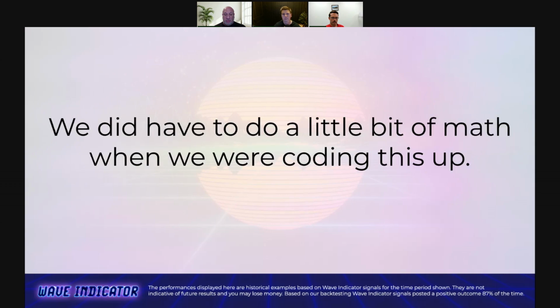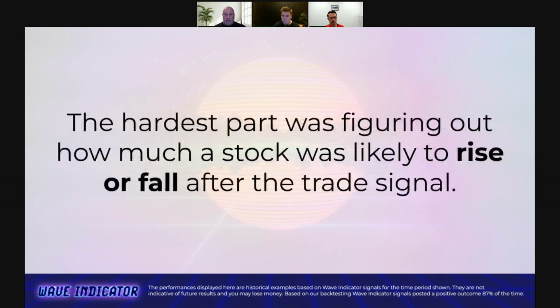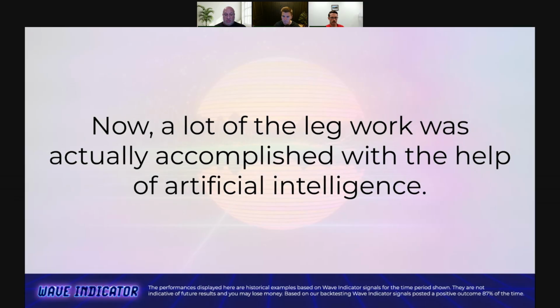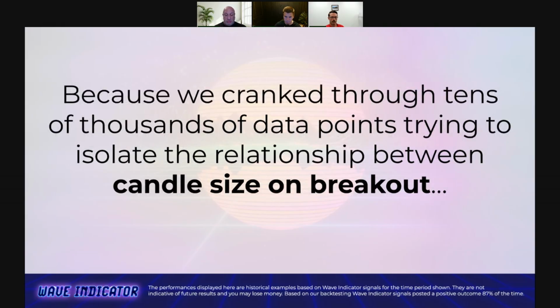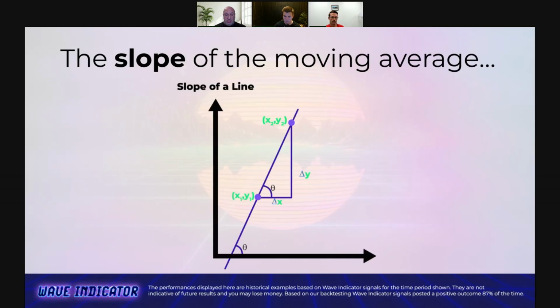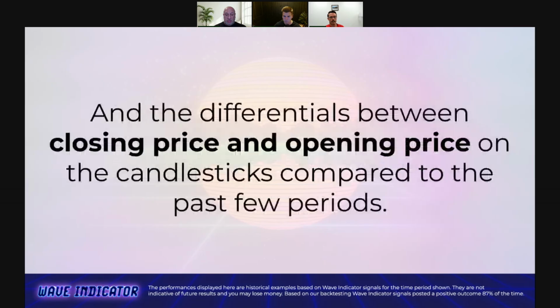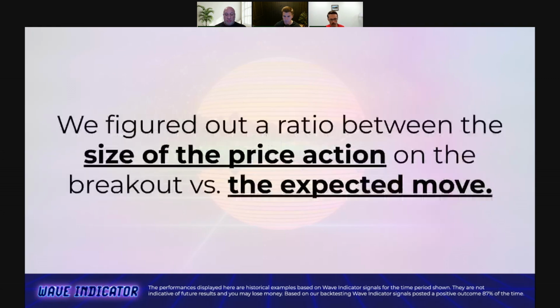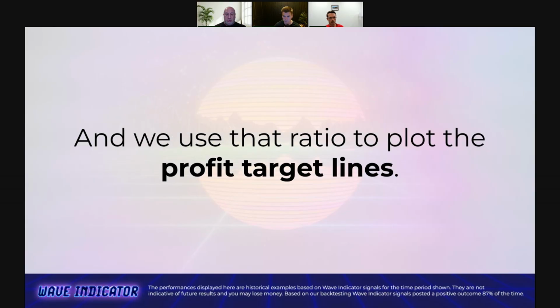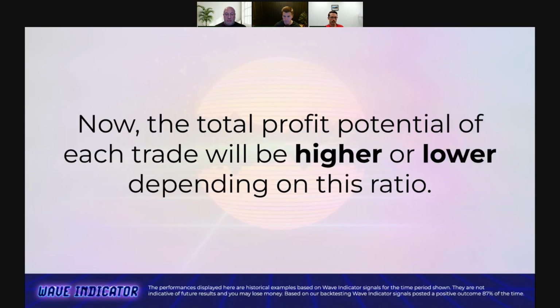Now, here's the thing. I did have to do a little bit of math when I was coding this up. The hardest part was figuring out how much a stock was likely to rise or fall after the trade signal. A lot of the legwork was actually accomplished with the help of artificial intelligence, because we cranked through tens of thousands of data points trying to isolate the relationship between candle size on breakout, the slope of the moving average, the relationship of that slope to the other moving averages, and the differentials between closing price and opening price on the candlesticks compared to the past few periods. After all that, we figured out this ratio between the size of the price action on the breakout versus the expected move. And we use that ratio to plot the profit target lines.